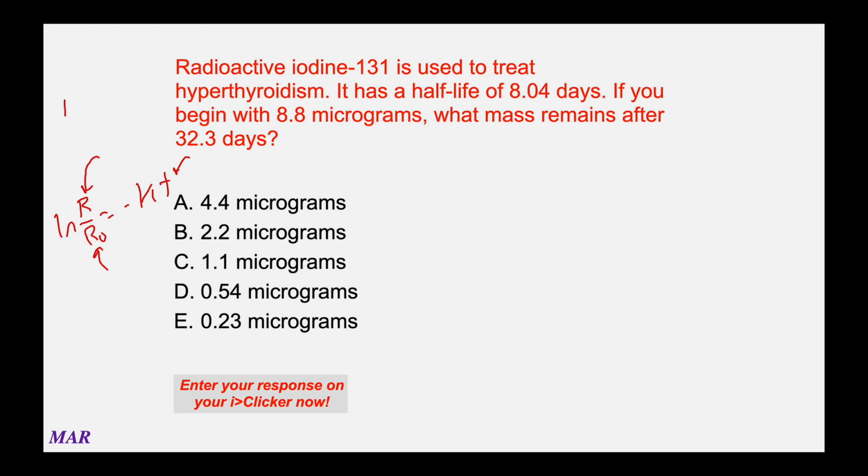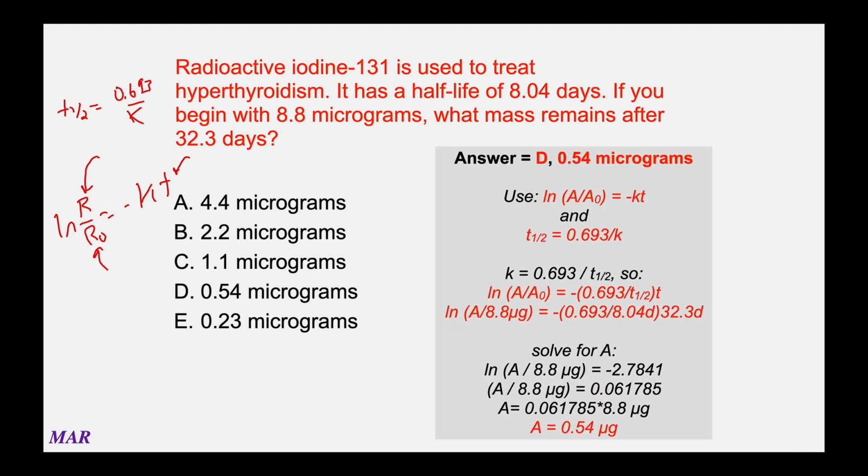But like we saw in an earlier problem, half-life, T1/2, equals 0.693 divided by K. So if we take that half-life and put it in that expression, that's going to give K. K will be in inverse days. That's good because we have a time in days. Our R0, how much we started with, was 8.8 micrograms, so our R, how much is left, will also be micrograms. And if you do this problem, it comes out to be 0.54 micrograms.